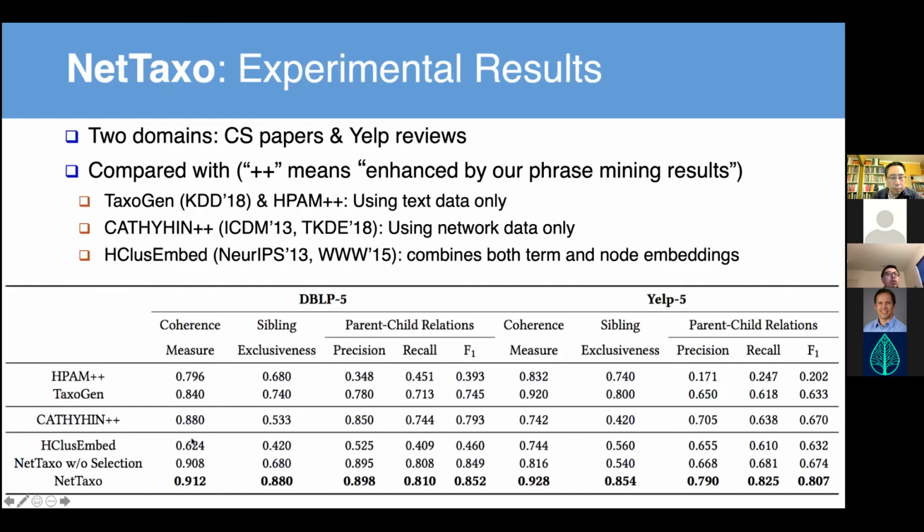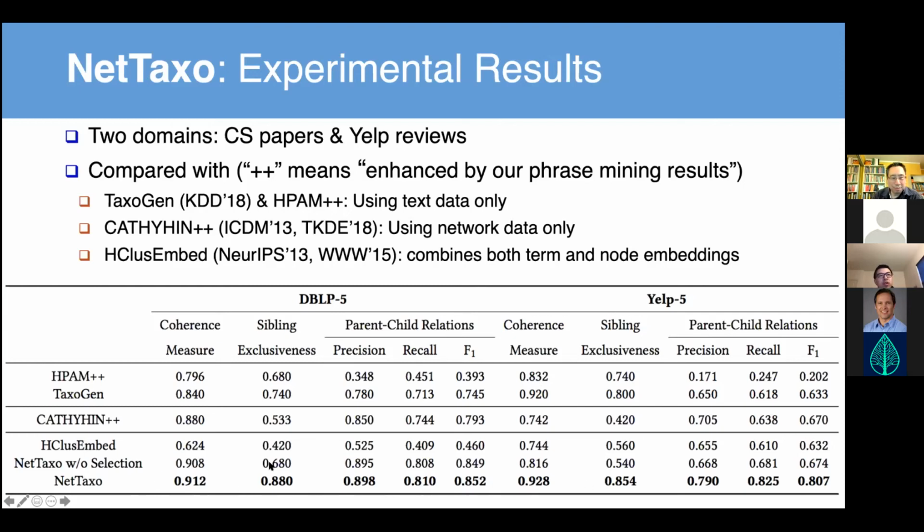It's very interesting to see that network and text data actually have different focus. You can see that the method based on the network will have a better performance in terms of the parent-child relationship. But with the text only, the relationship is not that strong. But the text data can give you a better sibling exclusiveness and coherence. And our method, by combining them in a smart way with this selection, can have a much better performance.